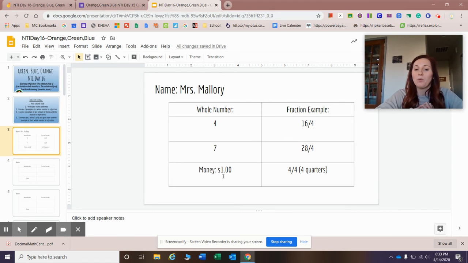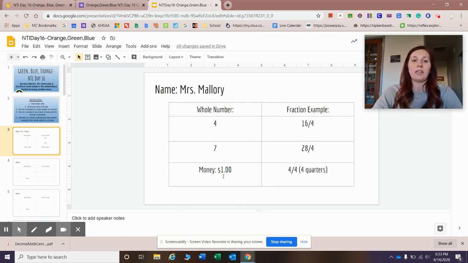Now, you could do anything you wanted to here. You could say a quarter, and that would be 1/4. You could say 3 quarters, and that would be 3/4. You could say 3 dimes, and that would be 3/10. Okay, just show me that you understand the relationship. If this is the whole, okay, 0 to 1, then you're talking about what a fraction would be when it comes to money. So I gave the example of $1 is 4/4. It's one whole. All right, and then I put 4/4.